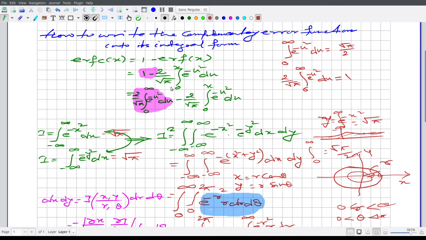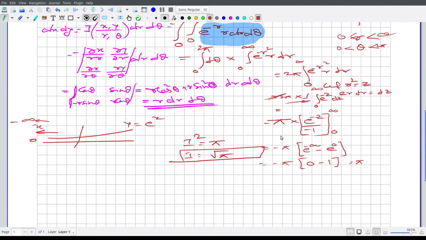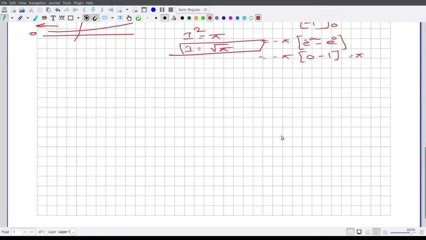For the time being I am calling this equation number 1. Is it clear why I have written 2 by root pi, 0 to infinity e to the power minus u square? This is the extended notation for 1. If you integrate 0 to infinity e to the power minus u square du, it should be root pi by 2. Now we have to use equation 1.